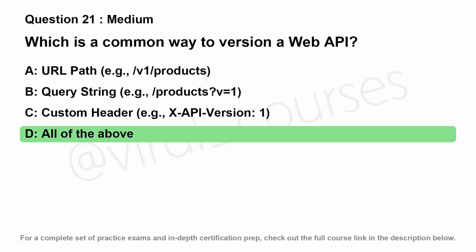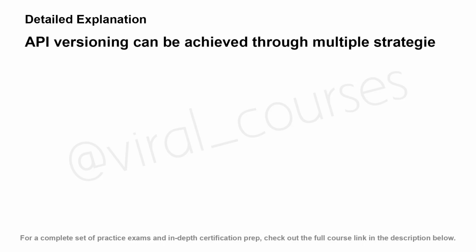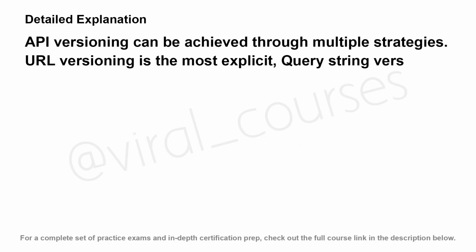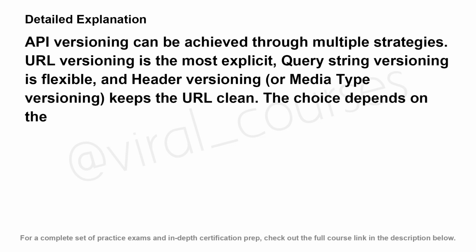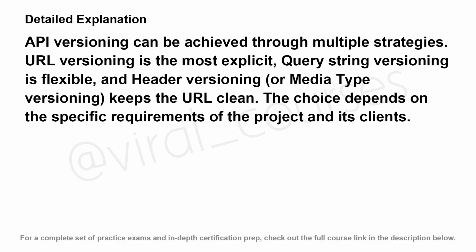The correct answer is D. API versioning can be achieved through multiple strategies. URL versioning is the most explicit, query string versioning is flexible, and header versioning, or media type versioning, keeps the URL clean. The choice depends on the specific requirements of the project and its clients.